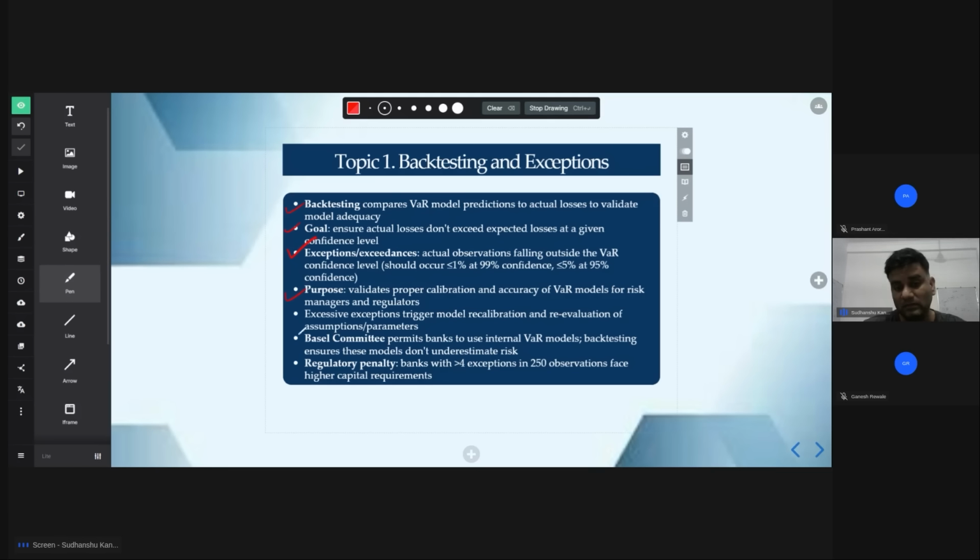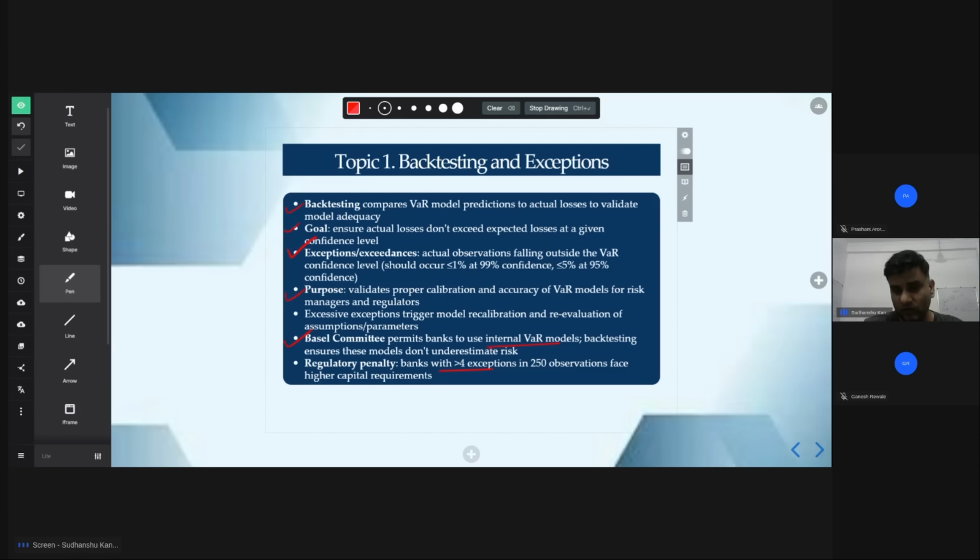Then there are the Basel Committee and Basel rules. Basel allows banks to use their internal VaR models only if they pass backtesting. If a bank records more than 4 exceptions in 250 trading days, then it has not passed. If you are exceeding 4 exceptions in 250 trading days, it's bad. You have broken that 1% threshold. It must hold extra capital as a penalty under the Basel traffic light framework.